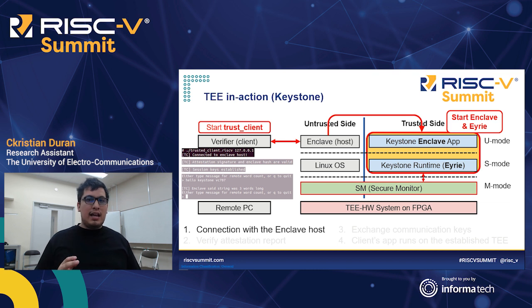The client will send a trust client request. It is used just as a trigger. At this moment, the host on the untrusted side will create the Keystone enclave application, which in turn will create the runtime in supervisor mode.